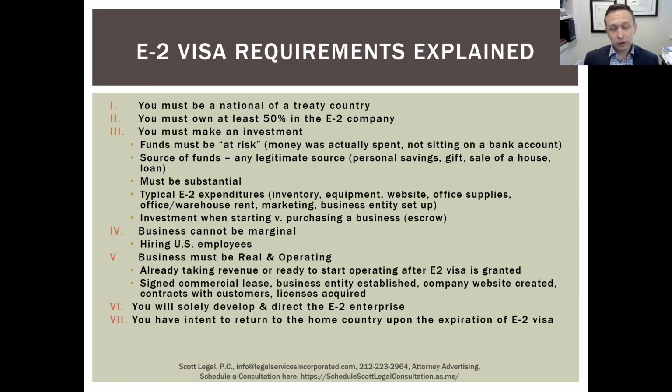The sixth requirement you see on your screen, you must be coming to the US on an E-2 investor visa solely to develop and direct the E-2 business. When you come in on an E-2 visa, you do not have general work authorization. You cannot work for any company. You are coming to the US to work for the E-2 company, to develop and direct it.